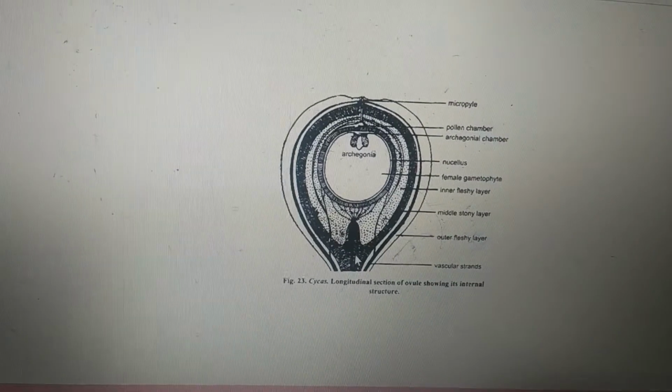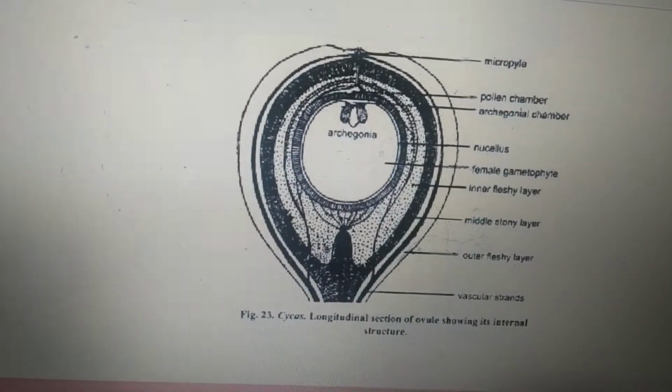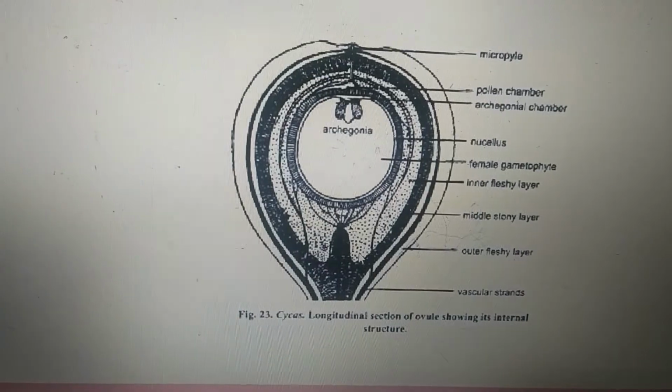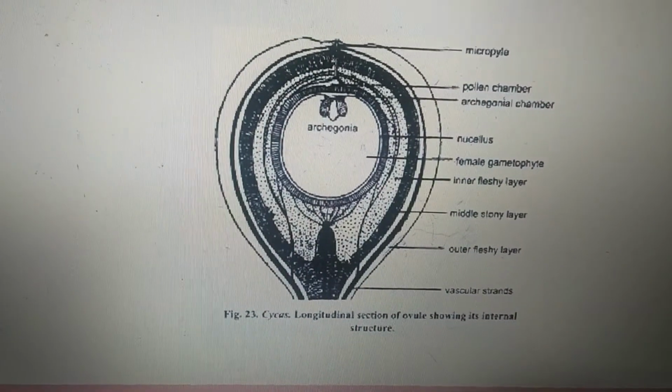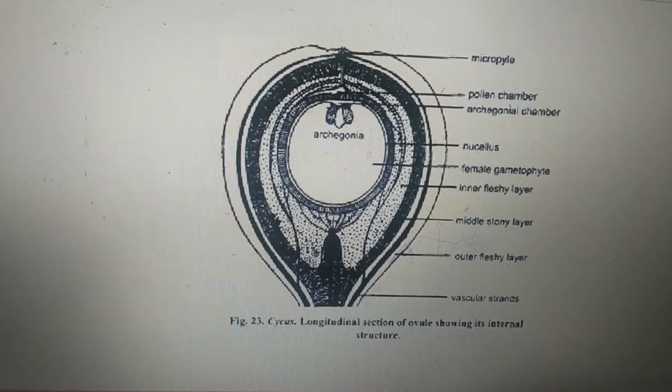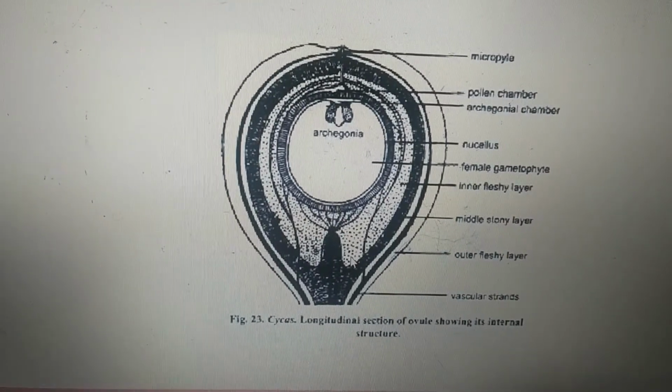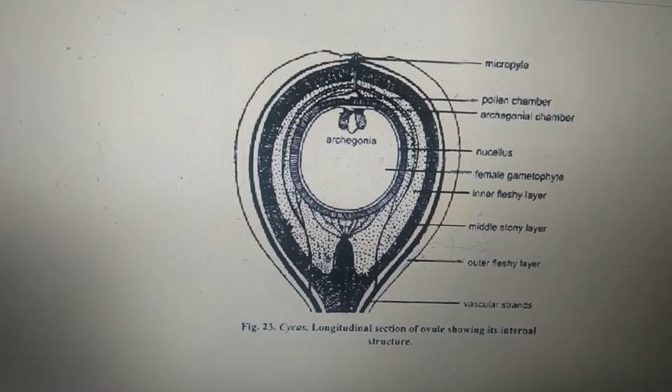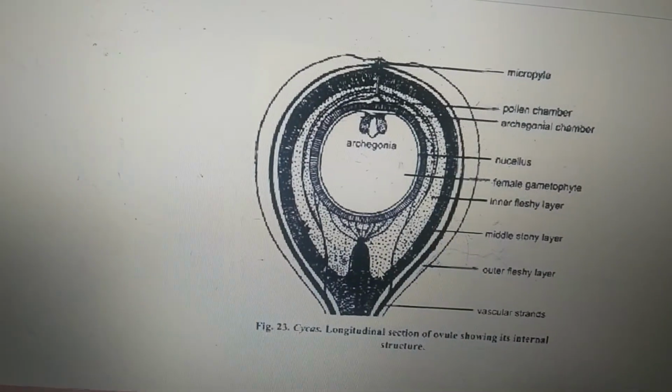Now the part we'll be discussing is the pollination in case of Cycas. Pollination here is anemophilous, in the sense that the pollen grains are to be carried out by the wind, the air currents. Such pollination is called anemophilous.